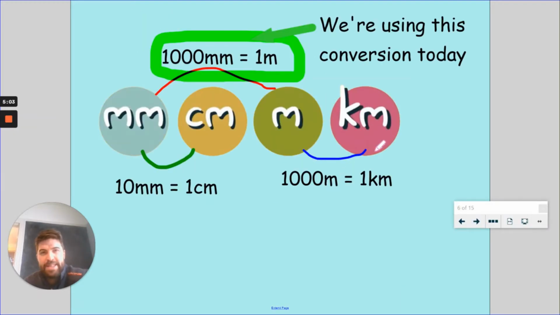Let's get cracking with today. Then we're looking at millimetres and millilitres. Let's look at millimetres first. Now millimetres are a unit of length. They measure length. They show us how long something is.